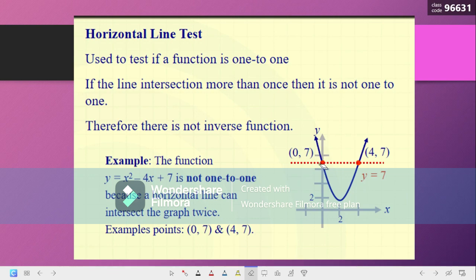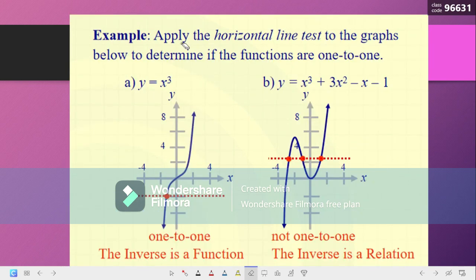Okay, so this point (0, 7) and (4, 7), as you've noticed, the y value is 7. It has been repeated. Let's proceed. Apply the horizontal line test to the graphs below to determine if the functions are one-to-one.